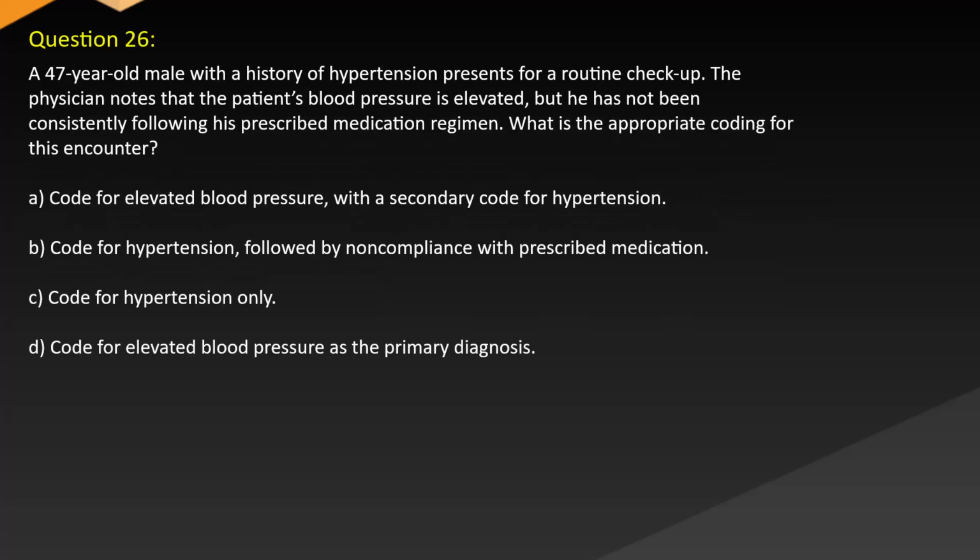Question 26. A 47-year-old male with a history of hypertension presents for a routine checkup. The physician notes that the patient's blood pressure is elevated, but he has not been consistently following his prescribed medication regimen. What is the appropriate coding for this encounter? A. Code for elevated blood pressure with secondary code for hypertension. B. Code for hypertension followed by non-compliance with prescribed medication. C. Code for hypertension only. D. Code for elevated blood pressure as the primary diagnosis.